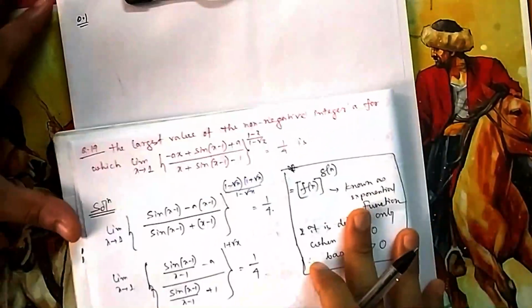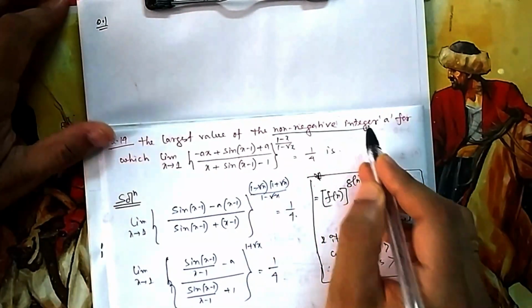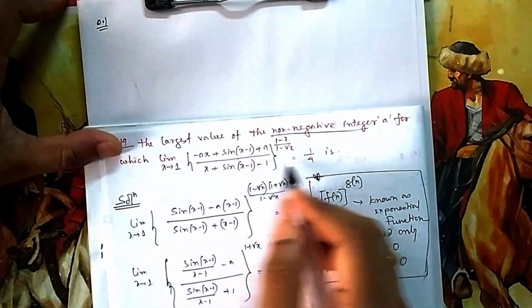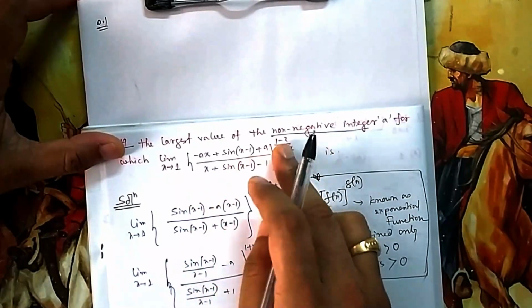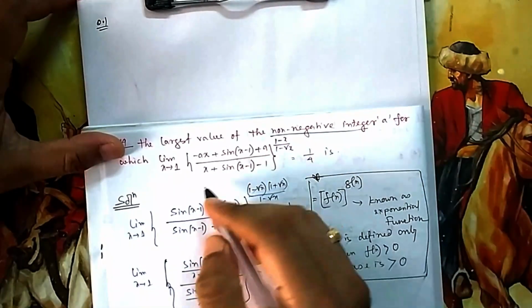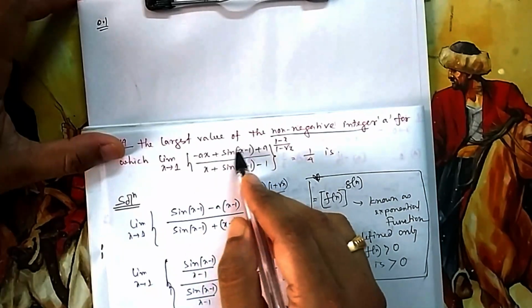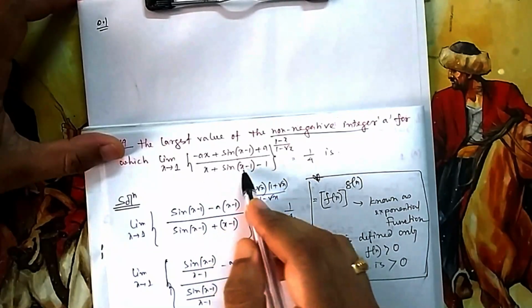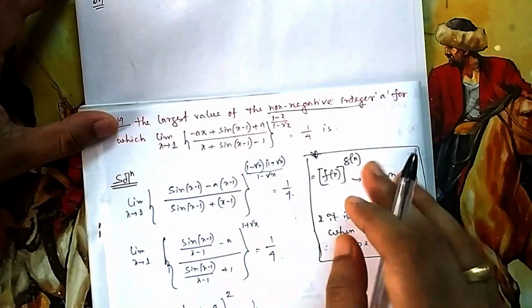Now in question number 14, what is the largest value of the non-negative integer a? Non-negative means you can think of it can be 0 also, for which this should be 1 by a. Now this is function to the power function. You can try it with this one. If x goes to 1, then this is 0, this is 0, this is minus a plus a, this is 0, and this is 0. So 0 by 0 form. So it is not 1 by infinity form, so you cannot apply that shortcut.